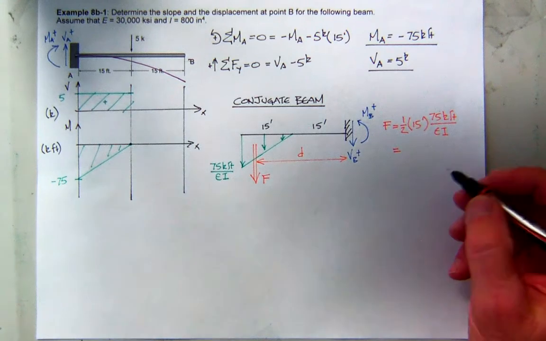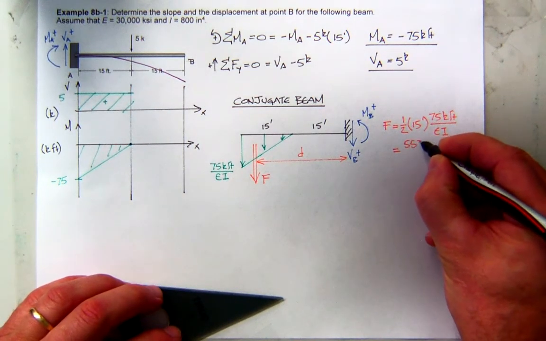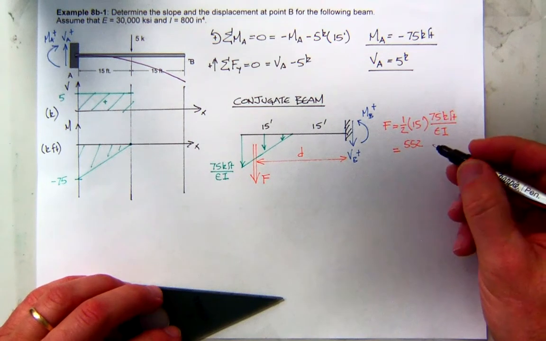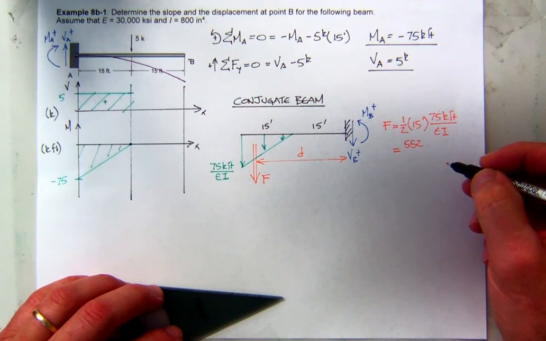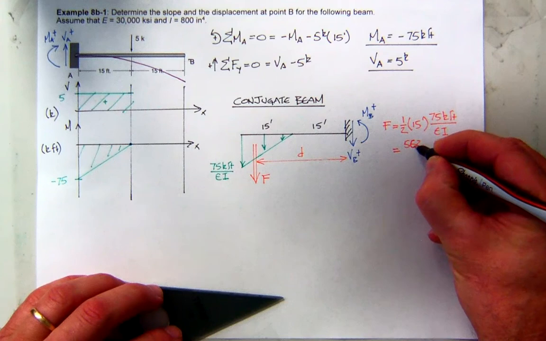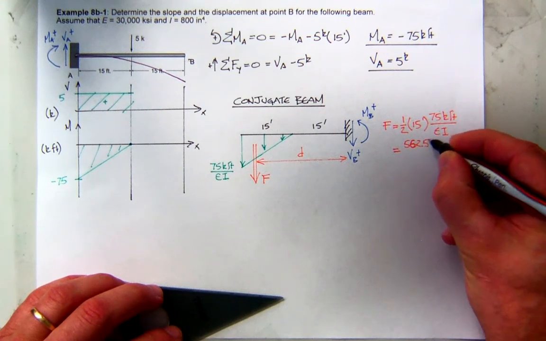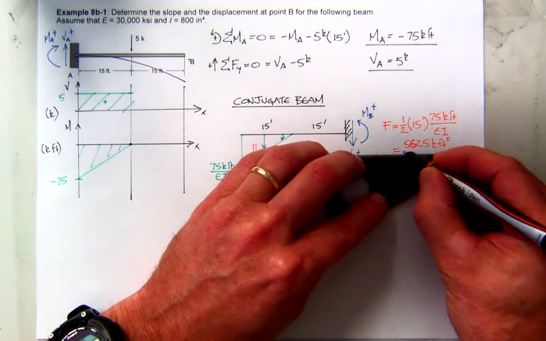552.5. I like that. Yeah, I kind of multiplied it. 552 point what? 5? Anybody else get that? I got 562.5. Okay, that sounds more reasonable. And that's going to be kip feet squared over EI.